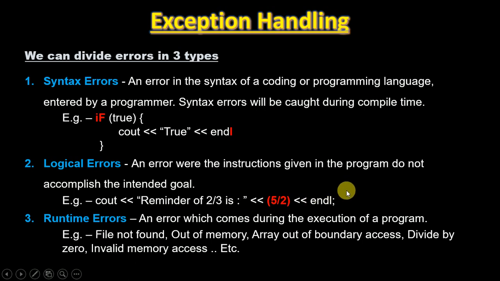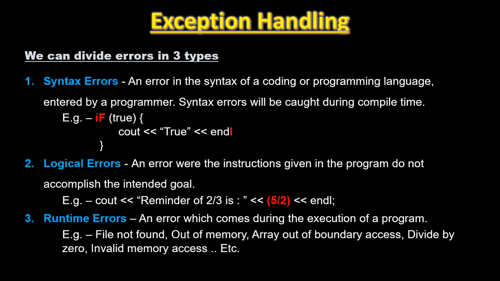Logical errors cannot be caught during compile time or during runtime, and whatever output you are expecting, you won't get. Then the third type of errors are runtime errors. This is an error which comes during the execution of a program. Your compiler will compile it successfully. There is no compile time error, no syntax error, no logical error, and your program will work. But when you are running that program, sometimes your program might crash, and that is because of runtime errors.